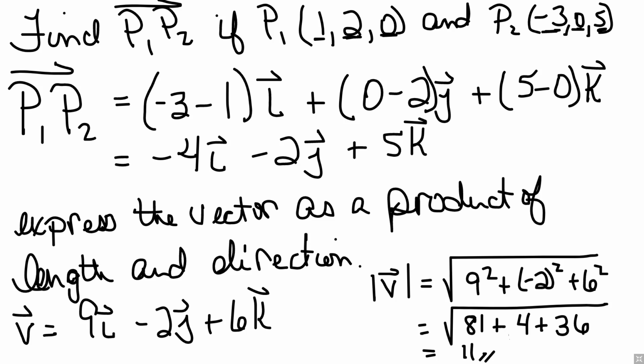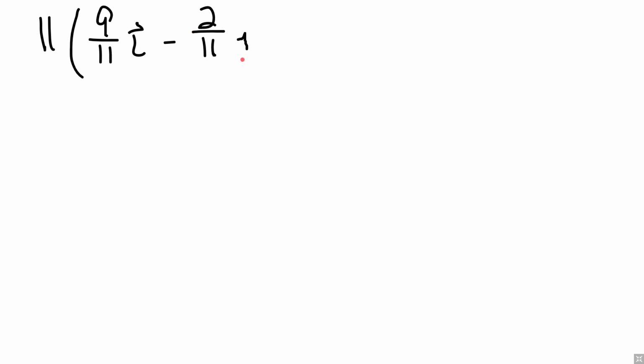All right, so the way we're going to rewrite this vector, we're going to say that it's going to be the length, which is 11, times the vector as it is. Basically, I'm going to take the vector and divide each of the components by 11. So I'm going to have 9 over 11 in the i direction minus 2 over 11 in the j direction plus 6 over 11 in the k direction.